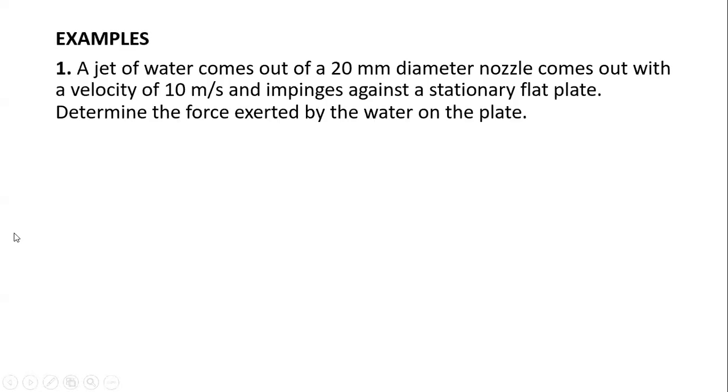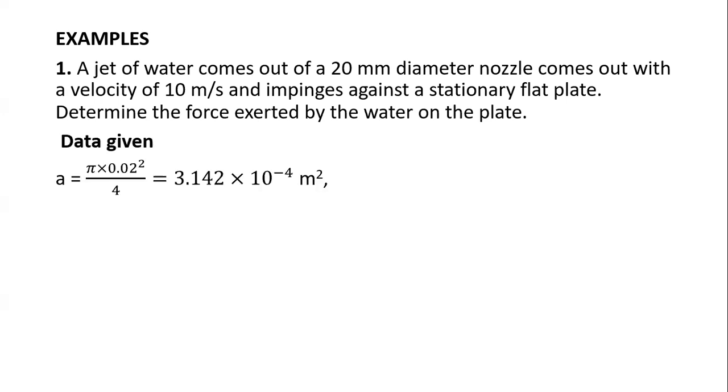So here's our example. The first example: the jet of water comes out of a 20 millimeter diameter nozzle with a velocity of 10 meters per second, hitting against a stationary plate, meaning that the plate did not move. The final velocity is zero. Determine the force exerted by the water on the plate.